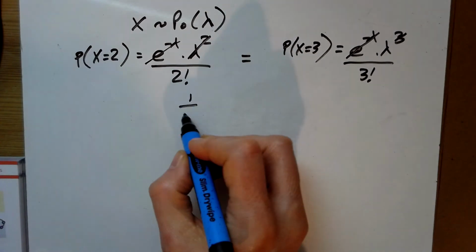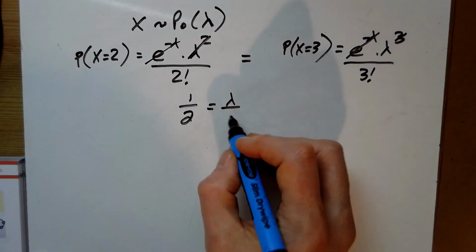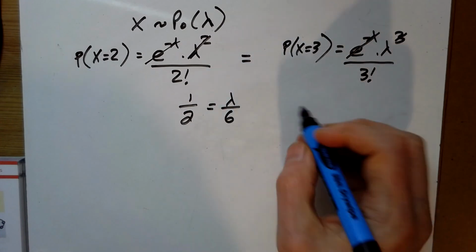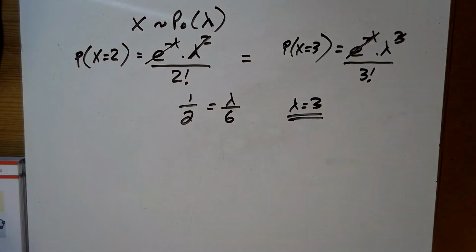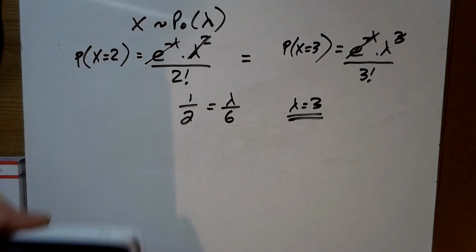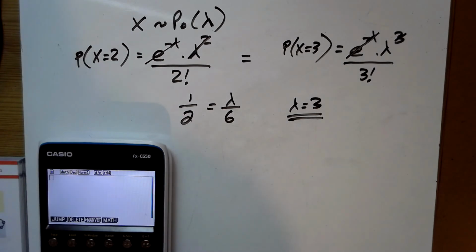So then I've got 1 over 2 equals lambda over, now 3 factorial is 6, times both sides by 6. I've got lambda equals 3. So we've got the algebra there. Now stay watching, because I'll blow your mind with this, that the calculator can actually do this. Really quite exciting. I only found this out recently.